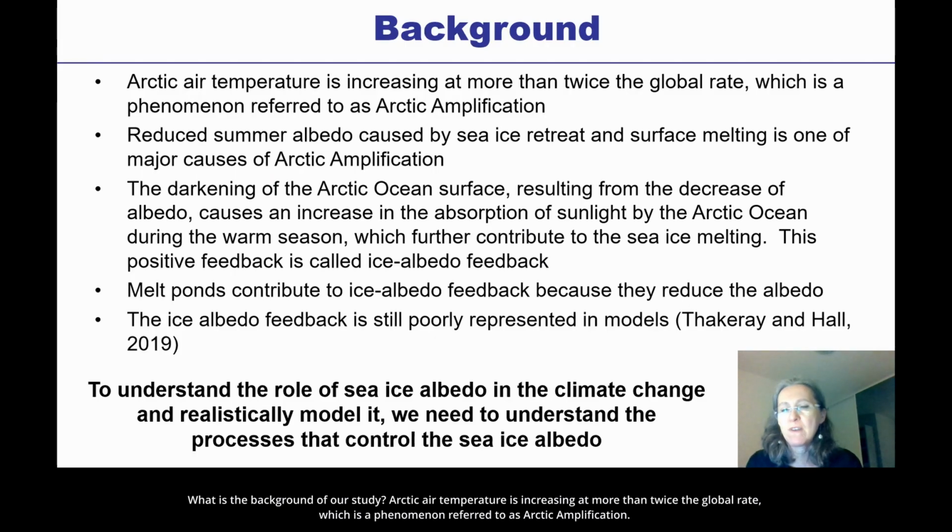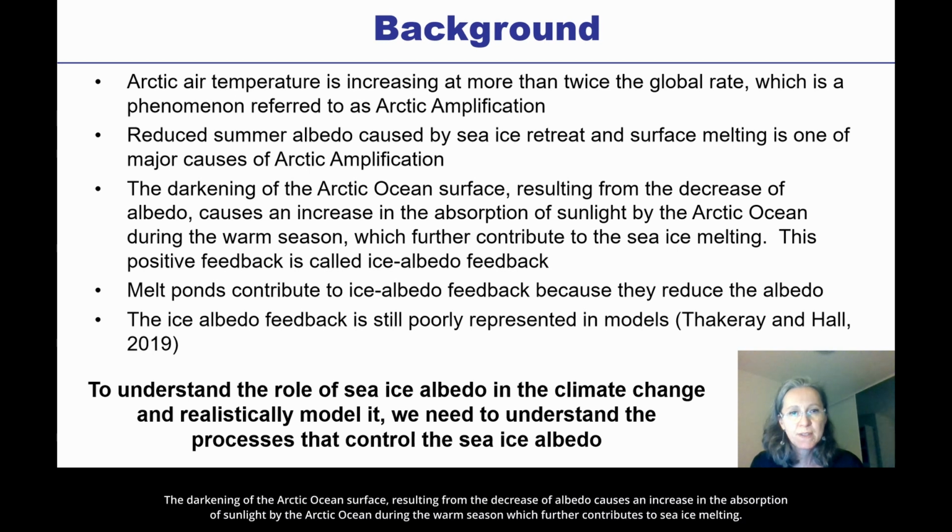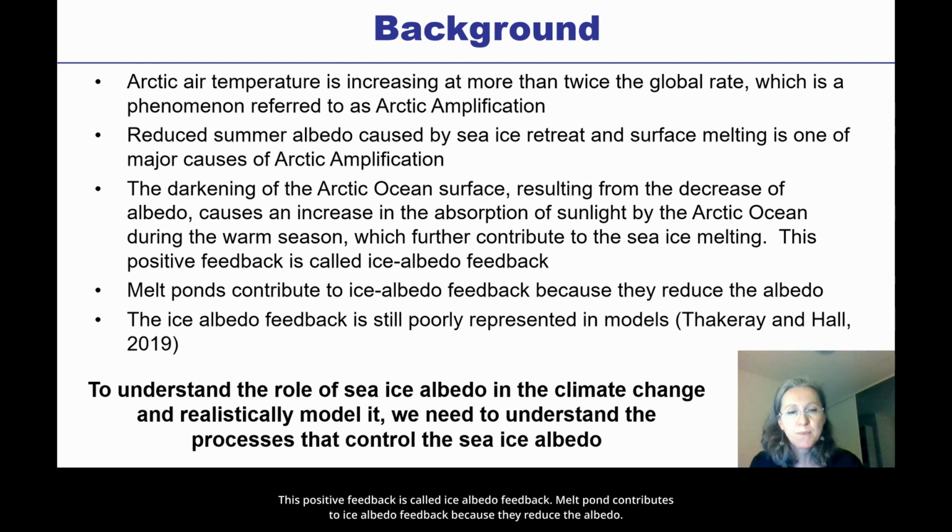What is the background of our study? Arctic air temperature is increasing at more than twice the global rate, which is a phenomenon referred to as Arctic amplification. Reduced summer albedo caused by sea ice retreat and surface melting is one of the major causes of Arctic amplification. And the darkening of the Arctic Ocean surface resulting from the decrease of albedo causes an increase in the absorption of sunlight by the Arctic Ocean during the warm season, which further contributes to the sea ice melting. This positive feedback is called ice albedo feedback.